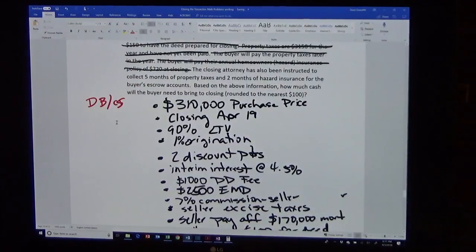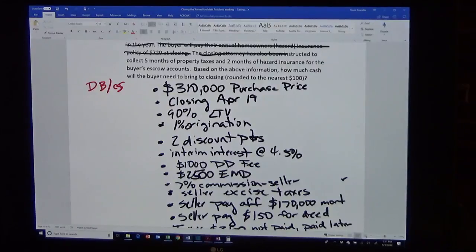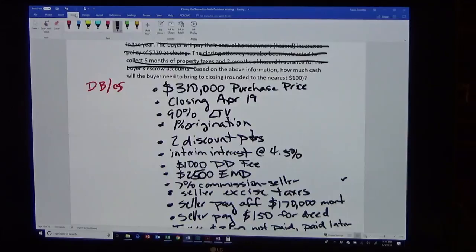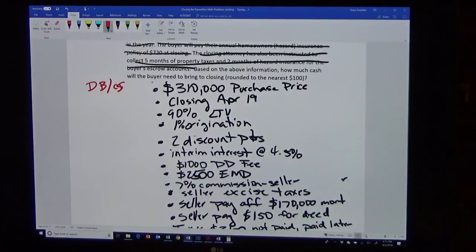We're just going to go ahead and label everything, and that's all the information. It says, based on the above information, how much cash will the buyer need to bring to closing, rounded to the nearest $100? Let's just go through on this one, and let's mark each one of these where they're going to go. The closing date doesn't go anywhere. Alright, we've already marked the purchase price. Closing date doesn't go anywhere on the closing statement as far as our columns.